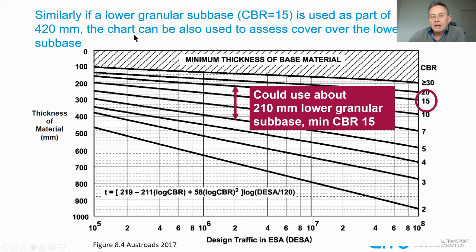Similarly, you could use a lower granular subbase with a CBR of 15, for example. In that case, you can see you could use that material up to the CBR 15 line. So it could be used over a 210 millimeter depth of the 420 total. So you could use the granular subbase layer instead of a select fill, and it could be used for more of the cover requirements over the subgrade. But it still needs an amount of cover itself, as you can see. It needs roughly 220 millimeters of cover to inhibit deformation of that granular subbase.